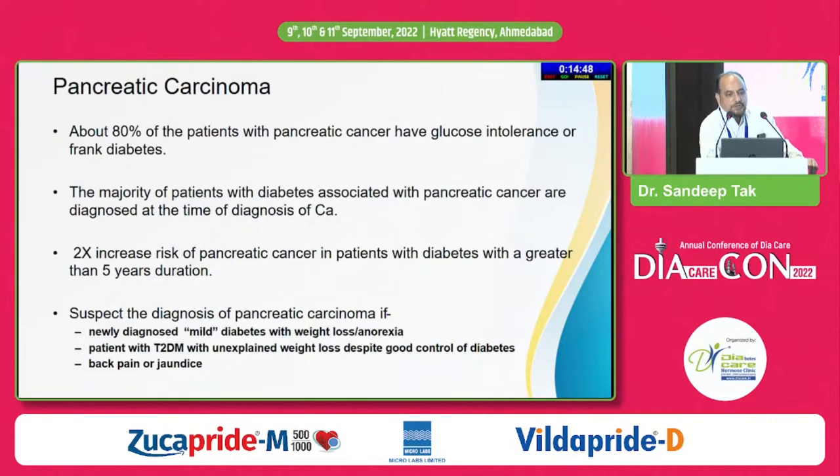Pancreatic carcinoma is one thing we should consider in a middle-aged or elderly patient who comes to you with recent-onset diabetes with decreased appetite and weight loss. Any diabetic presenting in middle age or old age with decreased appetite and weight loss, please consider pancreatic carcinoma. Usually these patients have a mild kind of diabetes. We should subject these patients to ultrasound and further investigation if required.